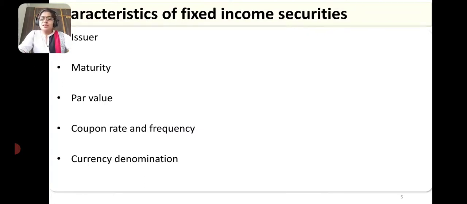Then the next thing is they'll have a par value. These securities will have par value. Par value means the face value. It may be issued at a discount, or issued at a premium, or redeemed at a premium, but it will have a par value or face value, the amount of investment that actually carries its face value.